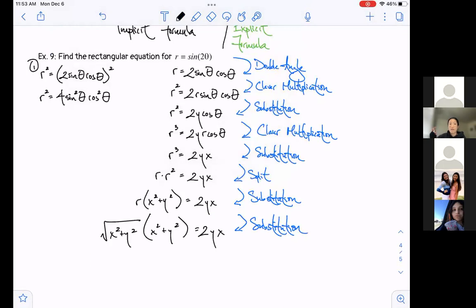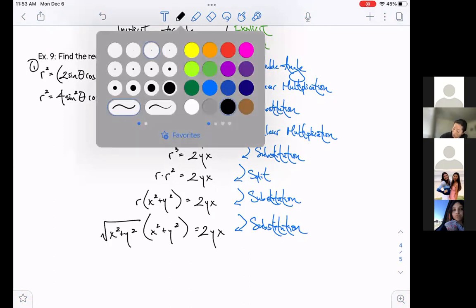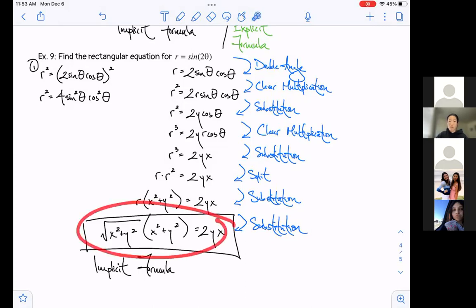Have we achieved our goal? A rectangular equation that only has X's and Y's and has no R's and no theta. We have. Would we call this an implicit or an explicit formula that we have here? Yeah, we would call this an implicit one, right? Implicit formula. Implicit because we didn't get Y all by itself. We could, but it's kind of a lot of work.